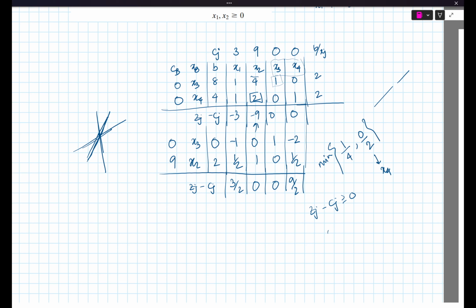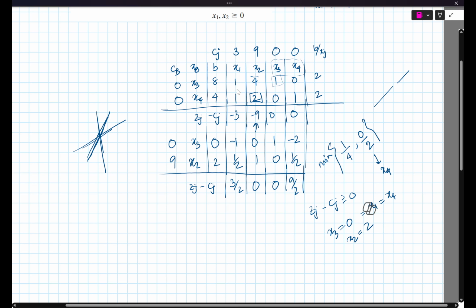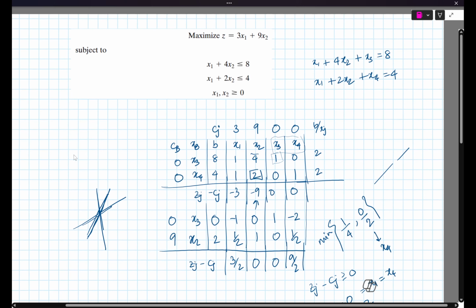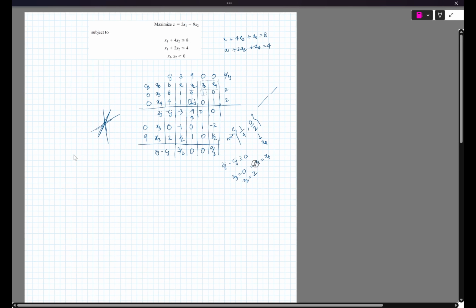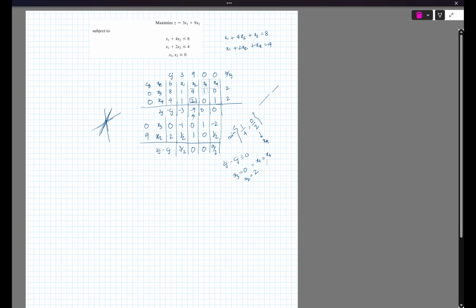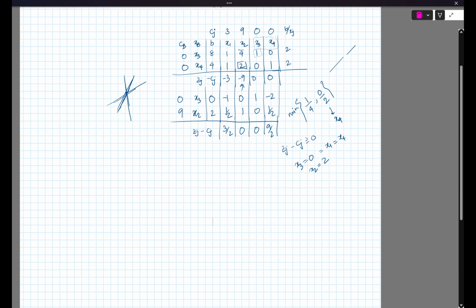So the solution is x3 equal to 0, x2 equal to 2, and x1 and x4 are also 0. Okay, we can look at the graphical thing also once, just for clarity.